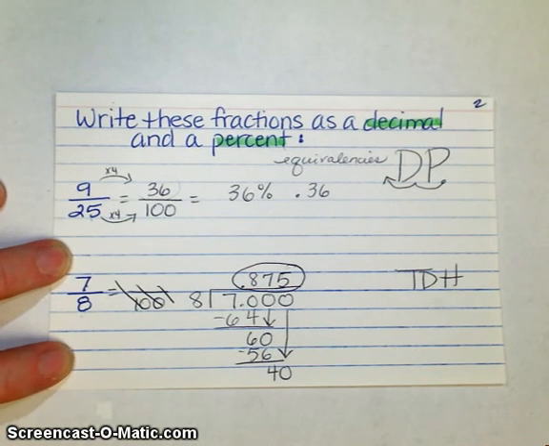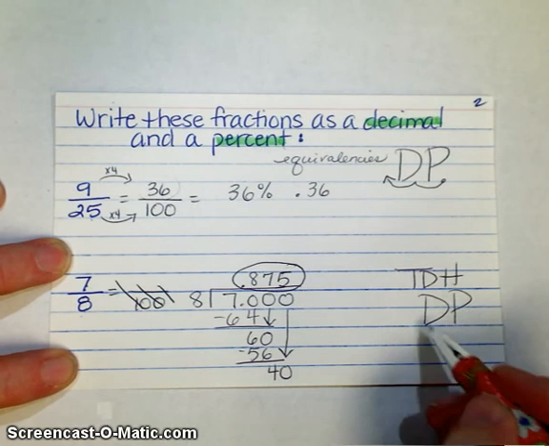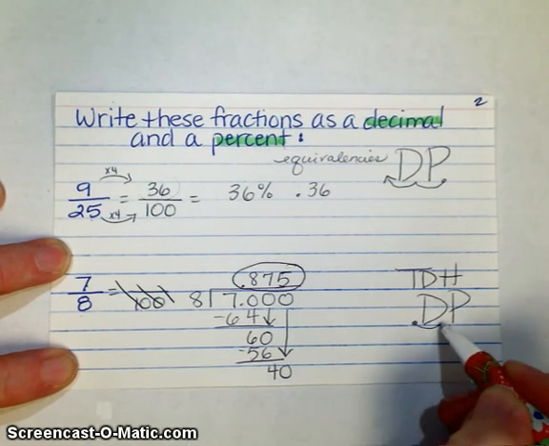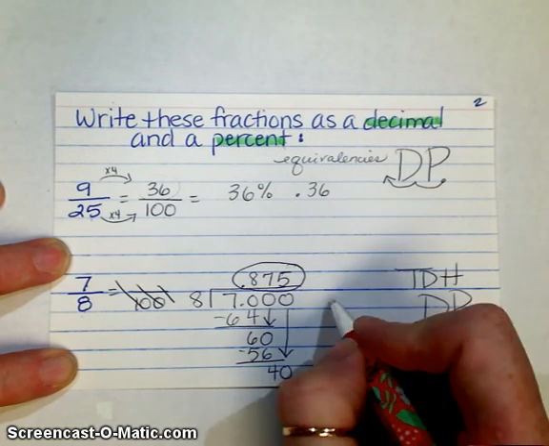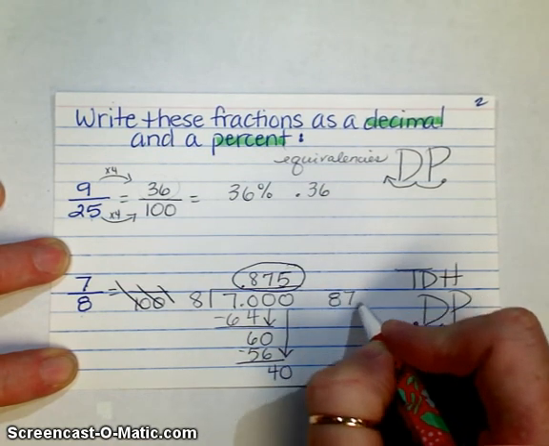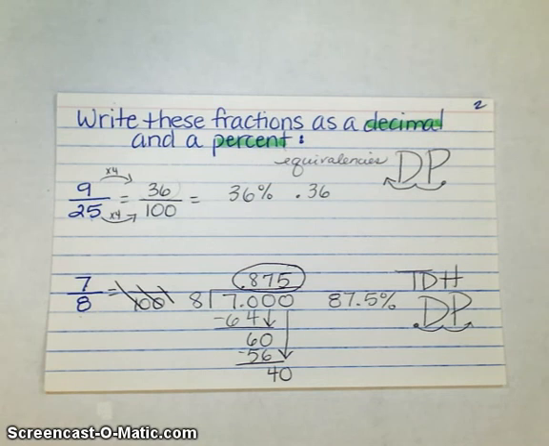Now let's use the Dr. Pepper trick to change this decimal to be a percentage. If I start with a decimal, I move it 2 places to the right to get my percentage. So that's going to equal 87.5%.